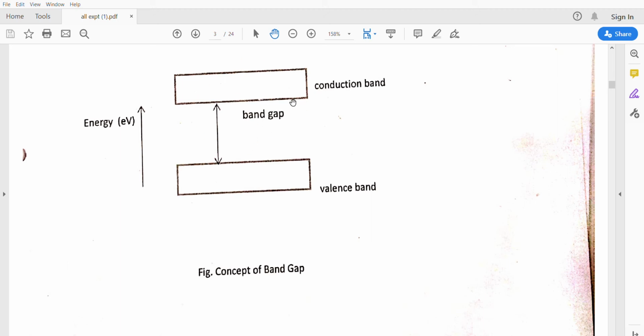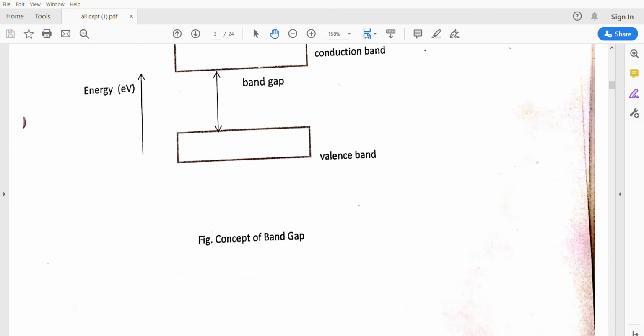When the energy band gap is reduced, what will happen? The electrons will flow into the conduction band, and the conduction will start. So depending on the temperature, the band gap values also change. So temperature variation is important here. By changing the temperature, the conductivity and resistivity of the materials also change.